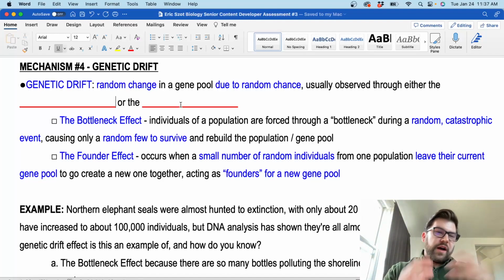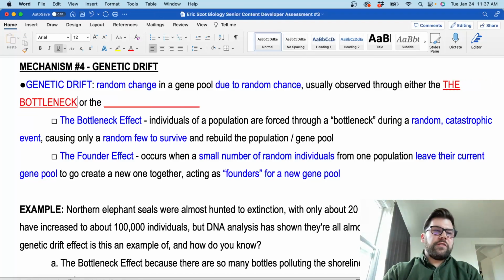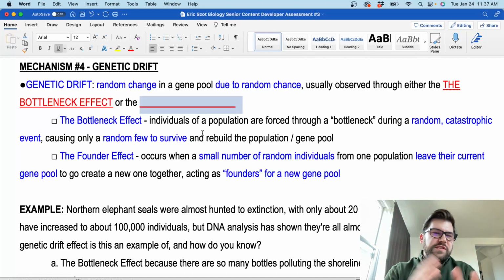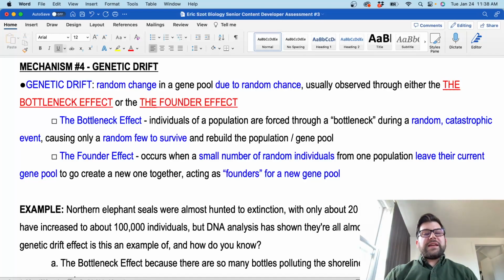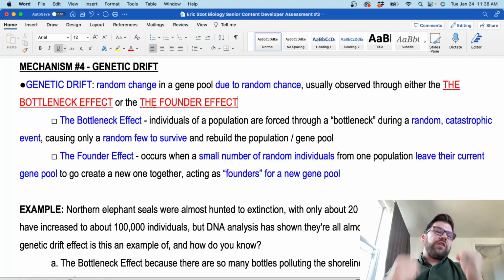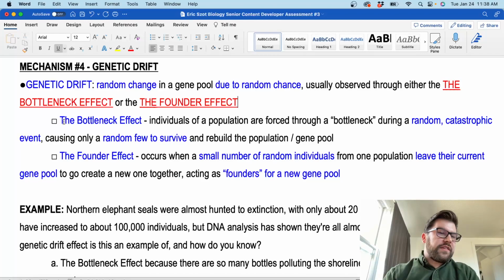So the first one that we look at within genetic drift is called the bottleneck effect. We'll get into that one. Just want to introduce the other one first so we see the two. The other possibility within genetic drift we refer to as being the founder effect. And these two effects are pretty much just two ways to enact these totally random changes on the gene pool. Totally random, just random chances. So let's start with the bottleneck effect.